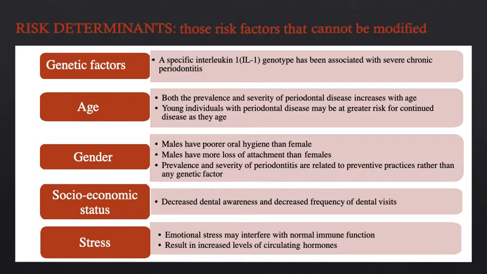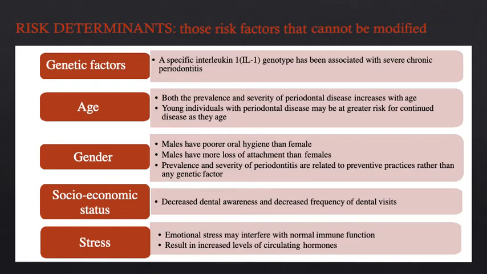Genetic factor, a specific type of interleukin, for example interleukin 1 genotype, has been associated with severe chronic periodontitis. Age: both the prevalence and severity of periodontal disease increase with age. Younger individuals with periodontal disease may be at a greater risk for continued disease as they grow older. When it comes to gender, males have poorer oral hygiene compared to females, and males have more loss of attachment than females. Prevalence of severity of periodontitis are related to the preventive practice rather than the genetic factors.